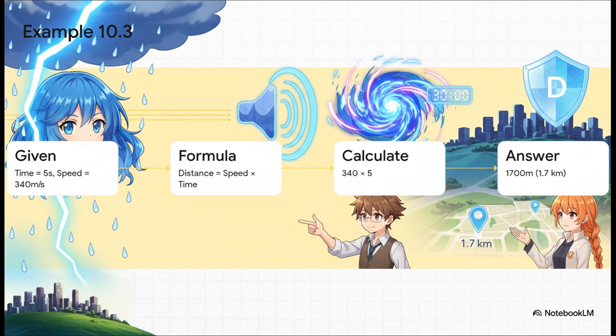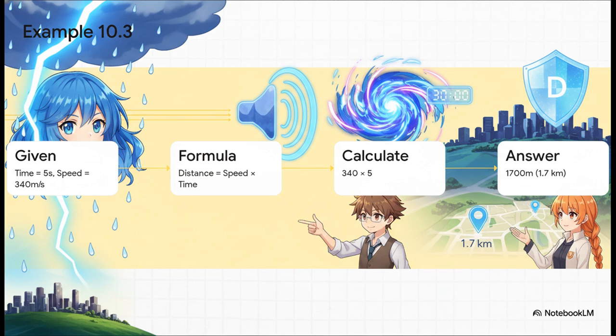The logic here is so cool. Light travels at an insane 300,000 kilometers per second. So for distances here on Earth, you basically see the lightning flash instantly. But sound? Sound is sluggish. It only moves at about 340 meters per second. So that 5-second delay you experience is purely the time it took the sound wave to travel from the strike all the way to your ear.